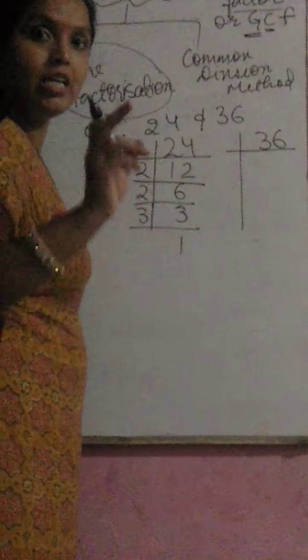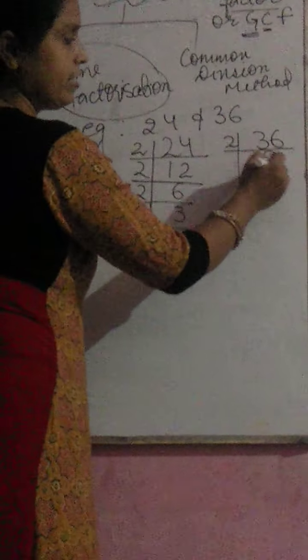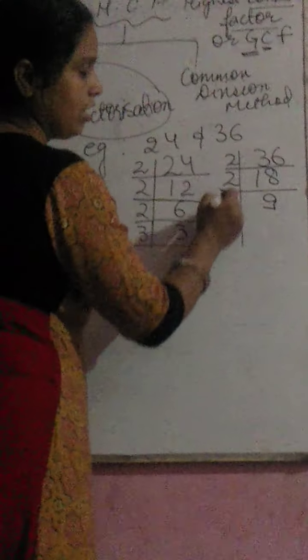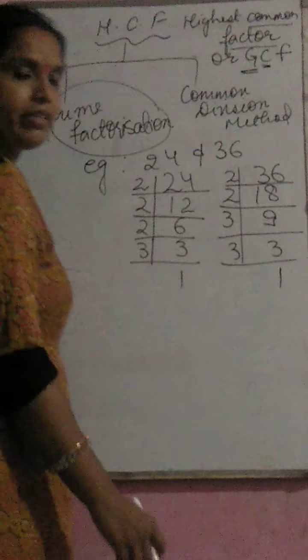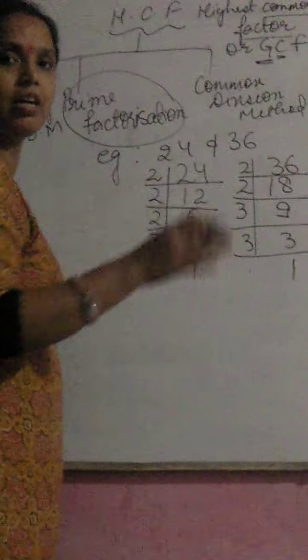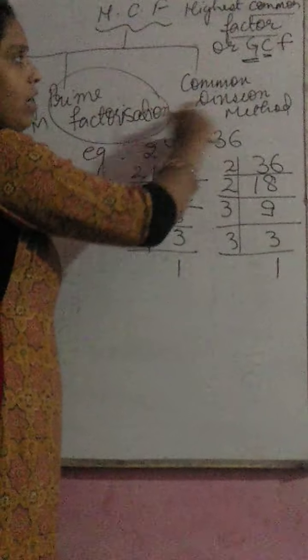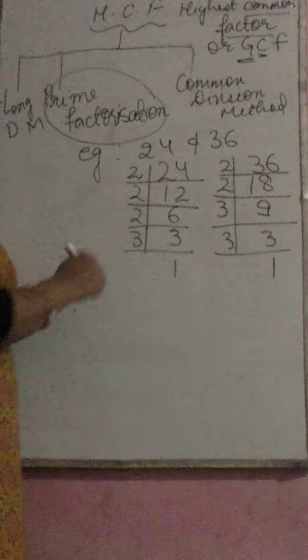Similarly, go for 36. 36 goes by the table of 2, 18 times. Then again table of 2, 9 times. Again in the table of 3, 3 times, and 3 table 1 times. 2, 3, 5, 7, 11, 13: these are your prime factors which you will be using in any of the division methods or the prime factorization method.